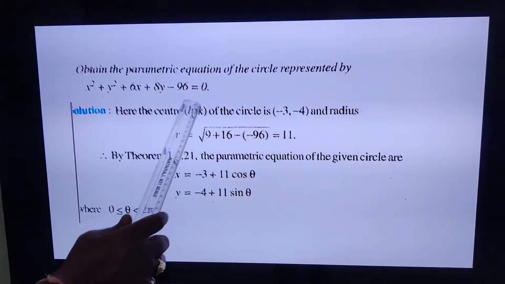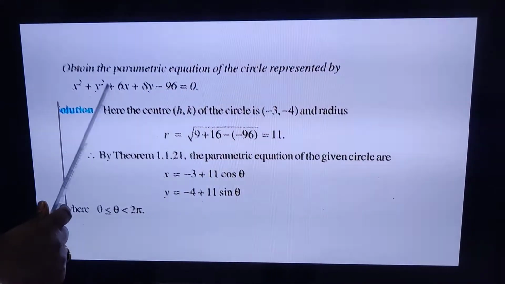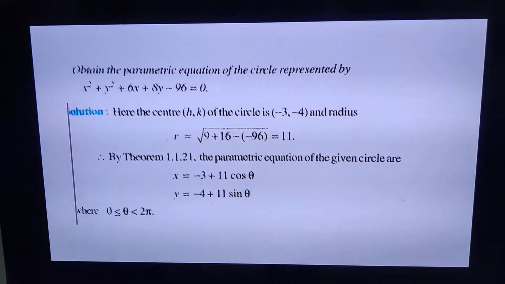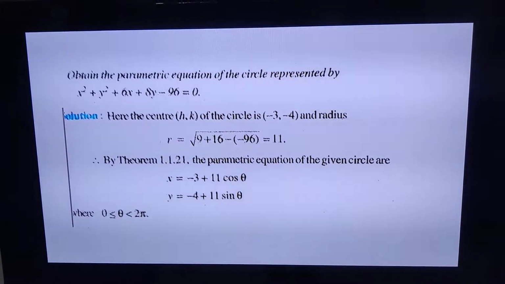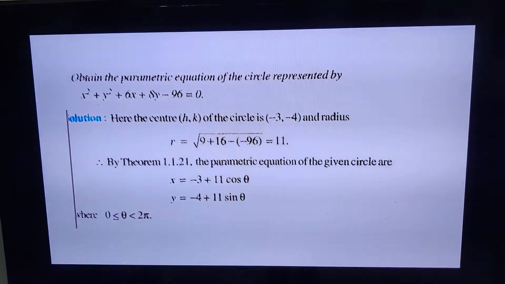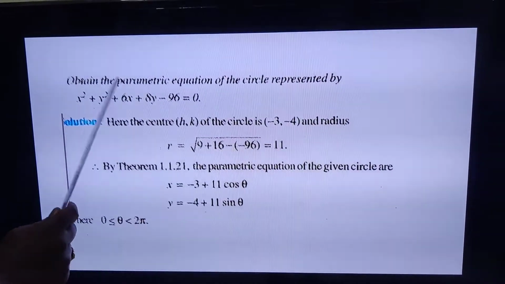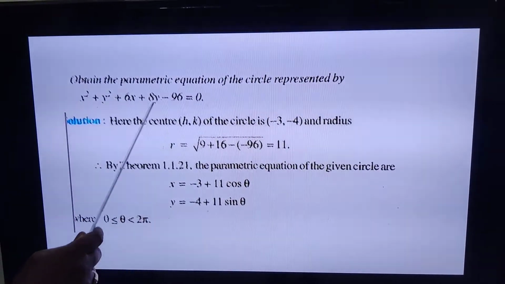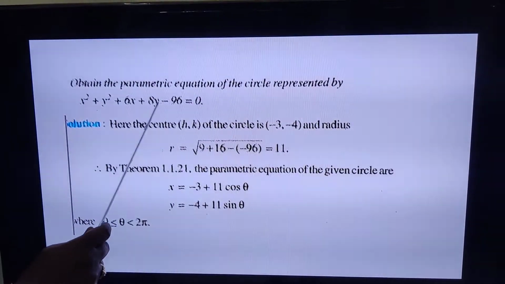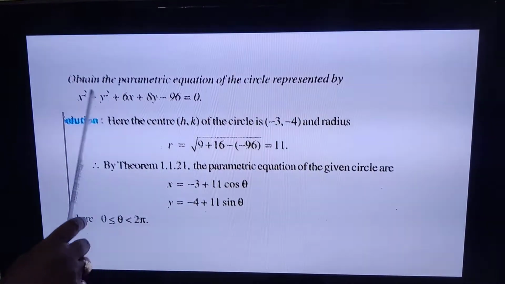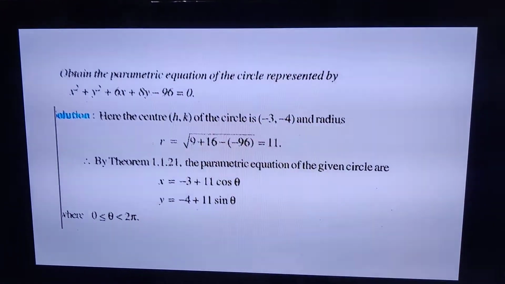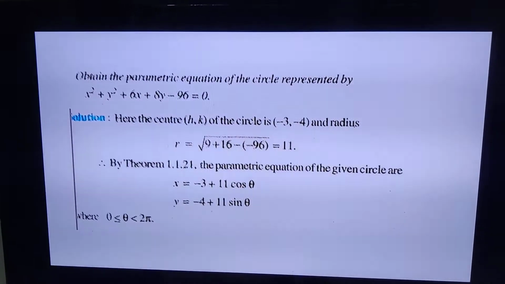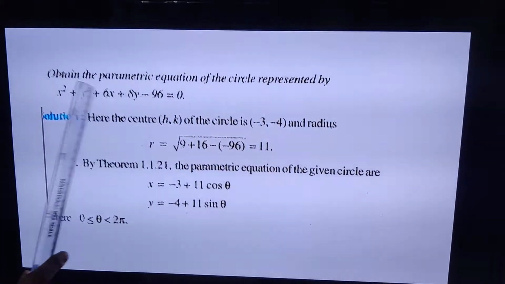Obtain the parametric equation of the circle represented by x square plus y square plus 6x plus 8y minus 96 is equal to 0. We find the center and radius. Here 2g is equal to 6, g is equal to 3, 2f is equal to 8, f is equal to 4, and c is equal to -96, comparing with the general equation of the circle. We find the values of g, f, c.